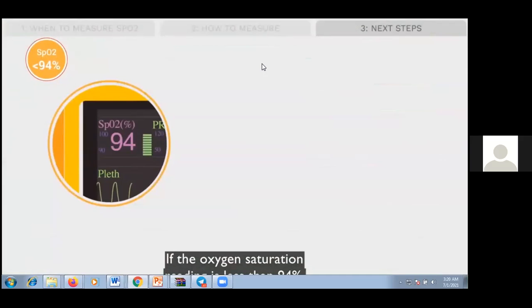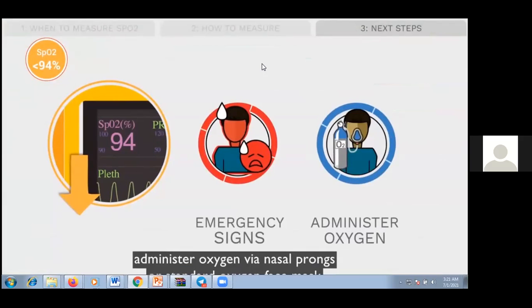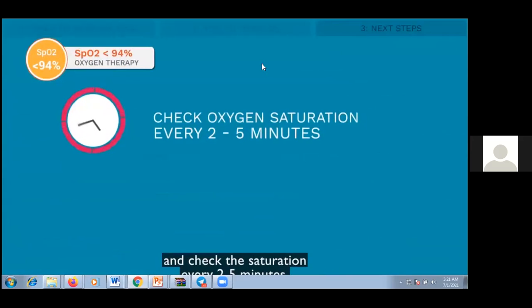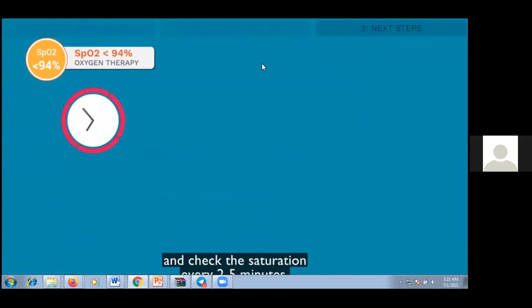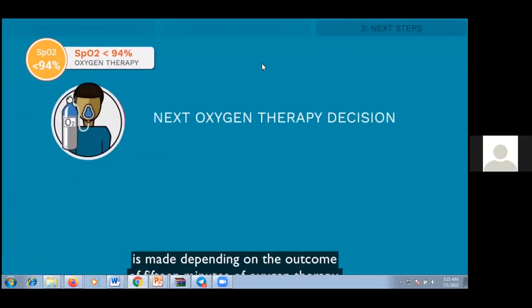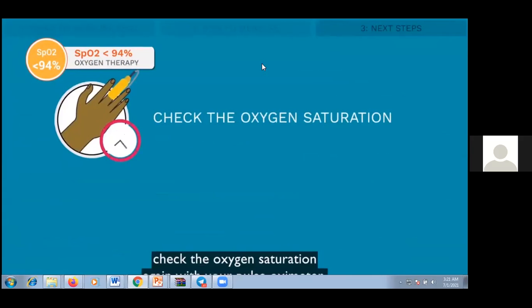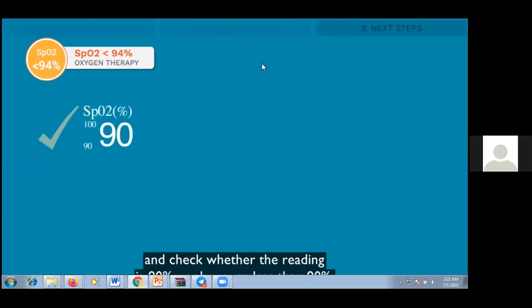If the oxygen saturation reading is less than 94% or there are emergency signs, administer oxygen via nasal prongs or standard oxygen face mask and check the saturation every 2 to 5 minutes. The next oxygen therapy decision is made depending on the outcome of 15 minutes of oxygen therapy. After 15 minutes of oxygen therapy, check the oxygen saturation again with your pulse oximeter and check whether the reading is 90% or above or less than 90%.